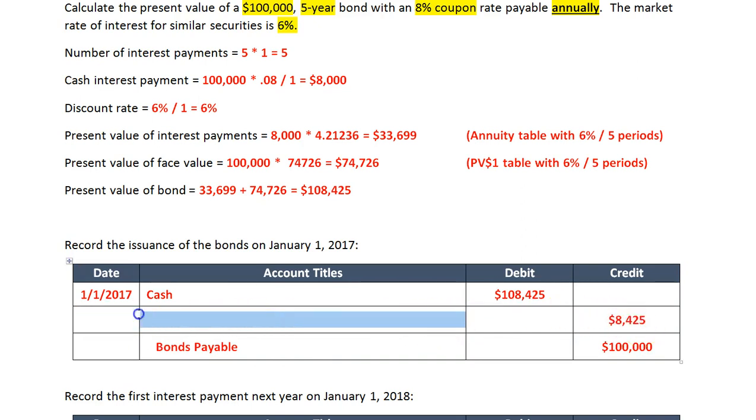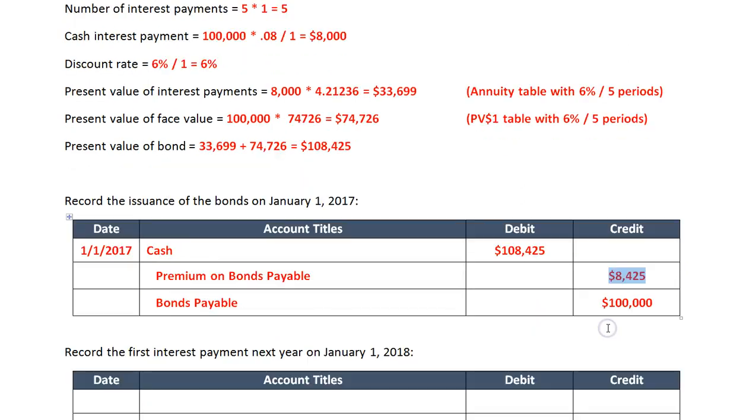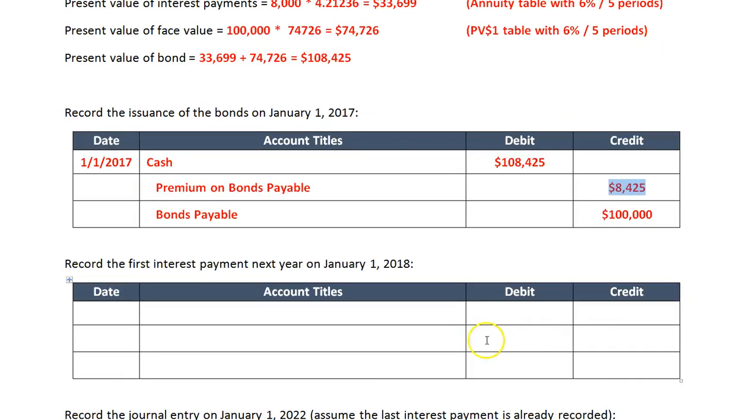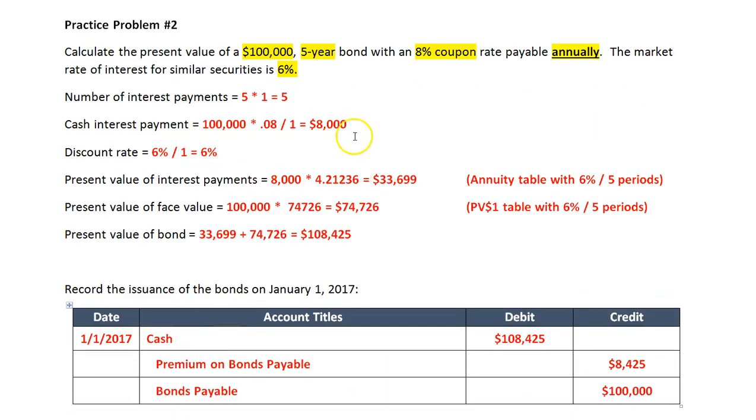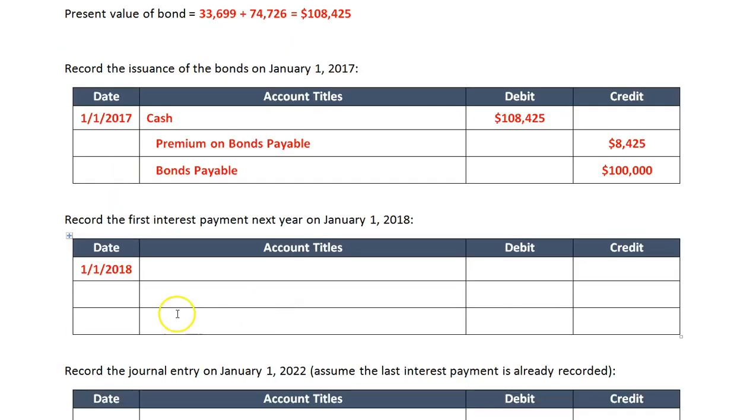8,425. So we have the premium on bonds payable. This has a normal credit balance, so when we amortize it, we're going to see it being debited down here. Now we'll move on to the first interest payment, and here we'll pay out the cash, what I was talking about, the 8,000.